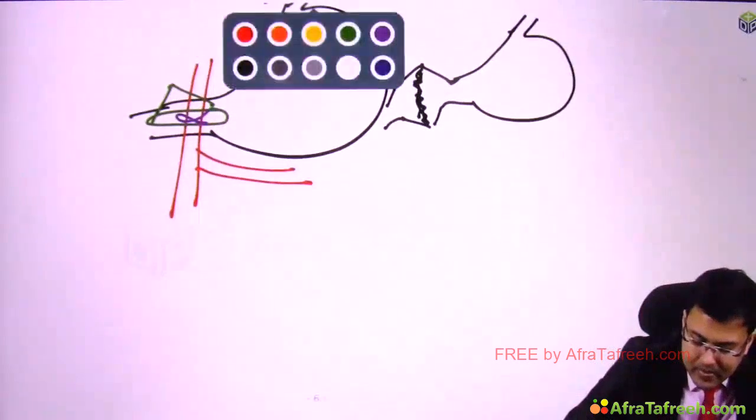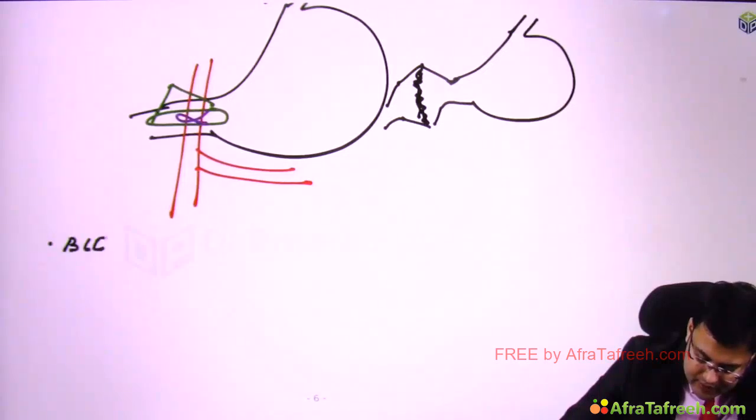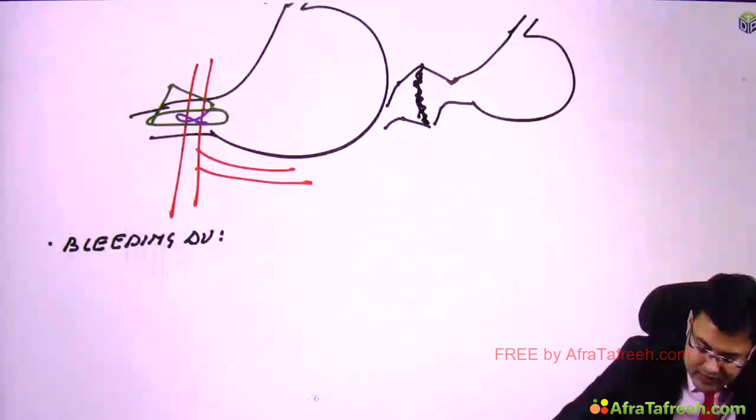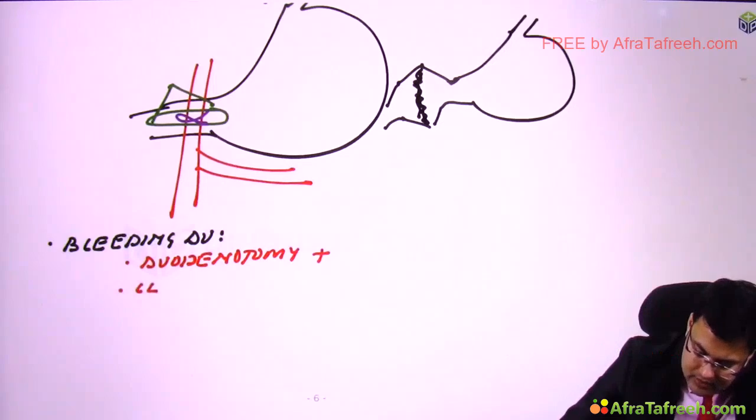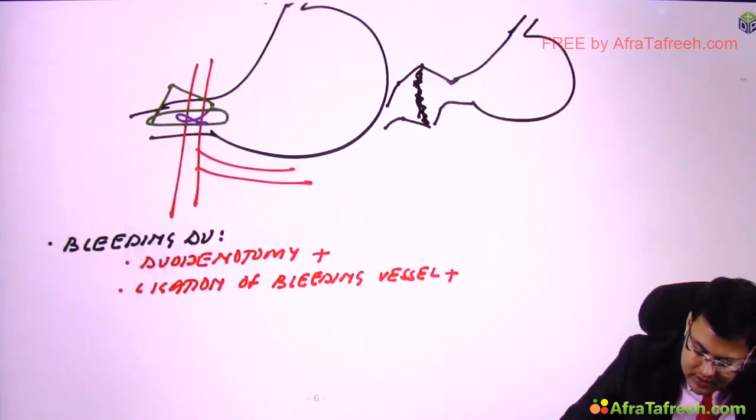So I'm repeating. What's the treatment of bleeding duodenal ulcer? We perform duodenotomy plus ligation of the bleeding vessel plus truncal vagotomy plus pyloroplasty.